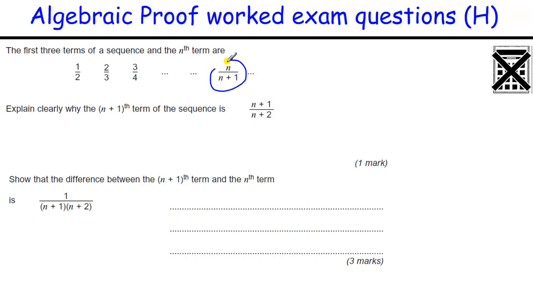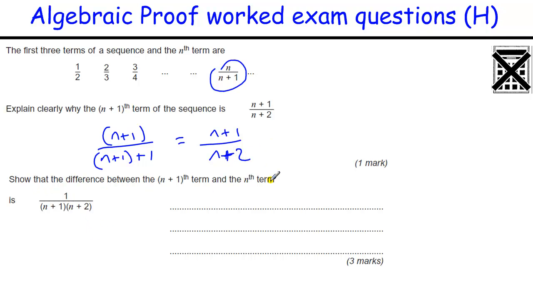Some terms in the sequence. This is the nth term. Show clearly why the n plus 1th term is this. Well, if you take the nth term and just replace the n with n plus 1, so that's n over n plus 1, that's the nth term, but I'm replacing the n with n plus 1 plus 1 to get n plus 1 over n plus 2, and that's enough for 1 mark.